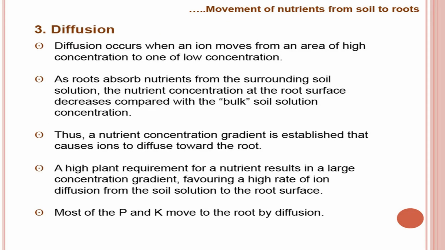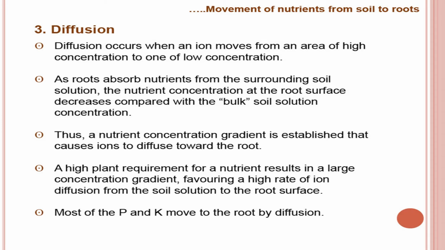The third way is diffusion. So, let us see in detail what happens in diffusion, how the ions or nutrients move from solution to the root. Diffusion occurs when an ion moves from an area of high concentration to one of low concentration. As roots absorb nutrients from the surrounding soil solution, the nutrient concentration at the root surface decreases compared with the bulk soil solution concentration. Thus, a nutrient concentration gradient is established that causes ions to diffuse towards the root.